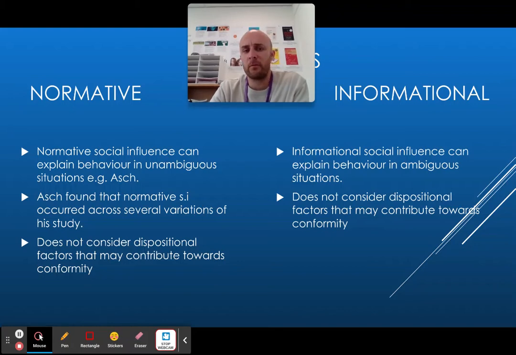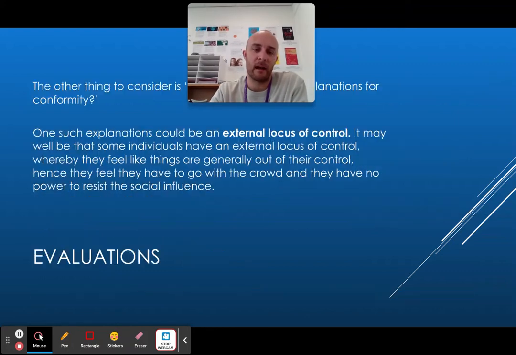One more one you probably want to think about is what's the strength of these theories? They are both backed up by research. That's a huge strength of a theory. If you have a theory that's not backed up by research, it's a poor theory, right? And it's probably unscientific. It's probably not worth paying attention to. But both of these are backed up by Asch.